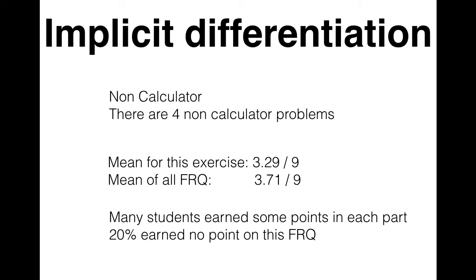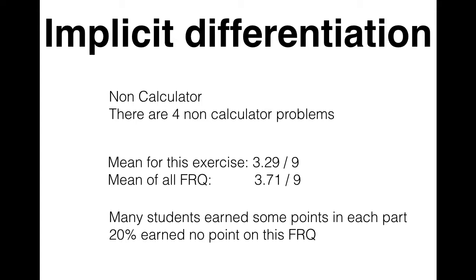Today we'll look at the last FRQ of the 2015 AP Calculus AB exam. It's of course a non-calculator question, the last one of the 4 non-calculator problems in the exam. The mean for this exercise was a little lower than the overall mean. Many students earned some points in each part, however, just like the 5th problem, 20% earned no points on this FRQ.